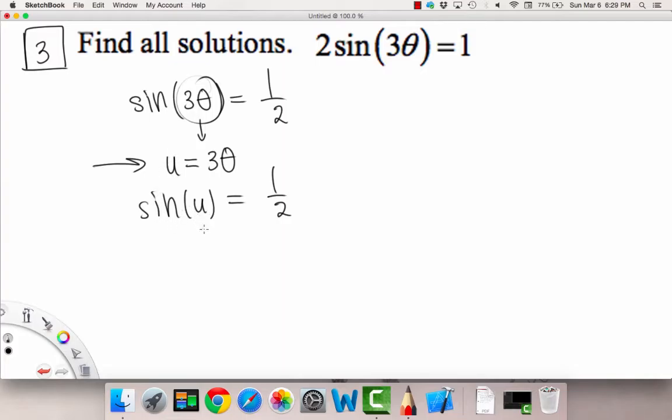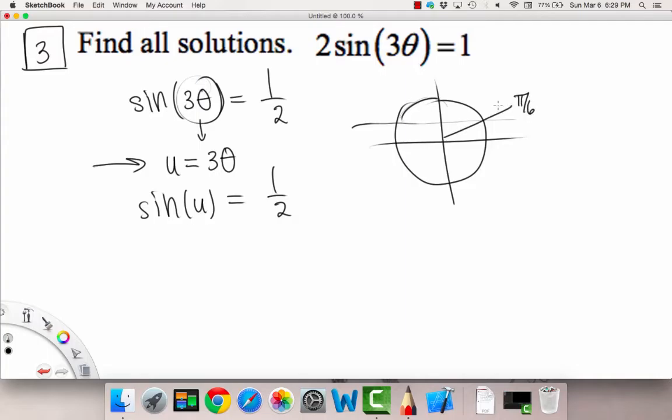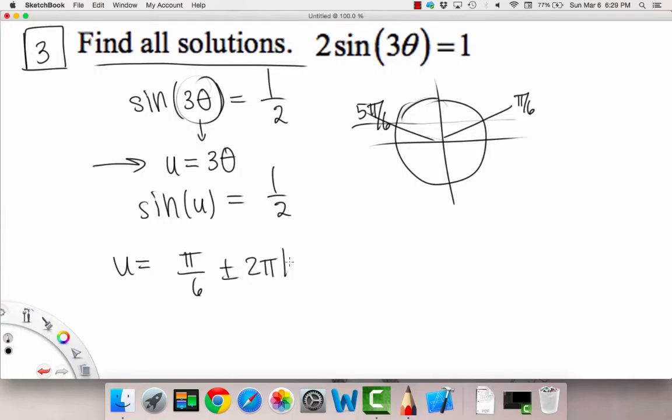To solve this, we need to find when our y value is equal to 1/2. At what angles is that? That would be right here. So here is pi over 6, and the other one is 5 pi over 6. So we can say u is equal to, and since it says find all solutions, that means plus or minus the 2 pi k. So our first is pi over 6 plus or minus 2 pi k, and another set of solutions is 5 pi over 6 plus or minus 2 pi k.